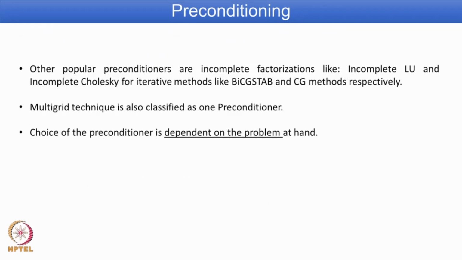There are other popular preconditioners available. For example, incomplete LU and incomplete Cholesky for iterative methods like BiCGSTAB and conjugate gradient methods respectively. There is also another technique called the multigrid technique, which is also classified under preconditioners. The choice of preconditioner is very important and it varies from problem to problem.